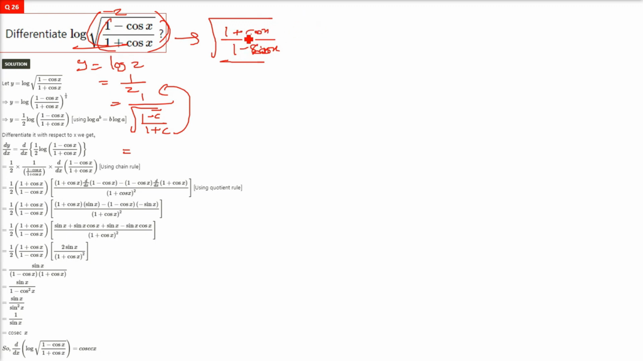Now we have to differentiate the under root of (1 minus cos x) by (1 plus cos x), assuming it to be just root of something. And root of something is 1 by twice of this. So (1 minus cos theta) by (1 plus cos theta) to the power half. So half will come in front, and (1 minus c) by (1 plus c) to the power half minus 1, that is negative half.